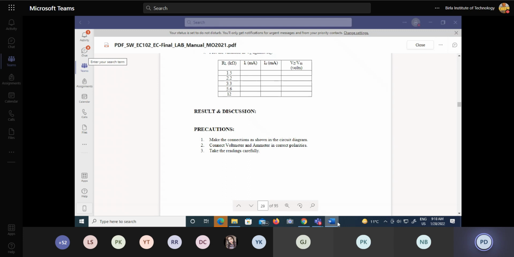In the other part, we have to apply the Zener diode as a voltage regulator. You apply the Zener diode in a circuit and study its behavior, how it is regulating the voltage, means with the variation of the load, how the voltage remains constant at the load. That is what we need to study. So you have to do these two parts in the Zener diode experiment.